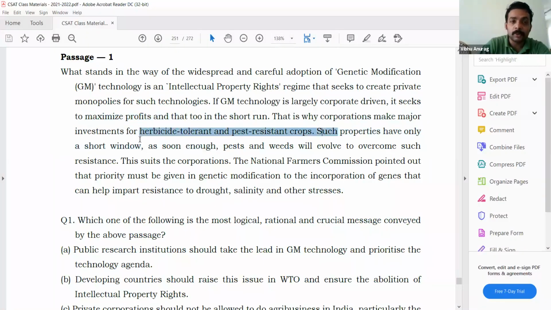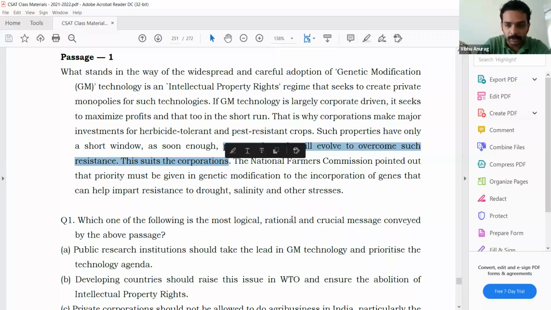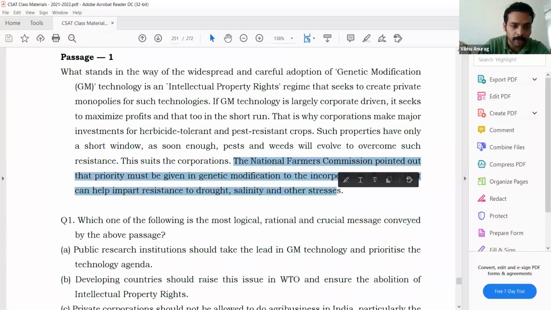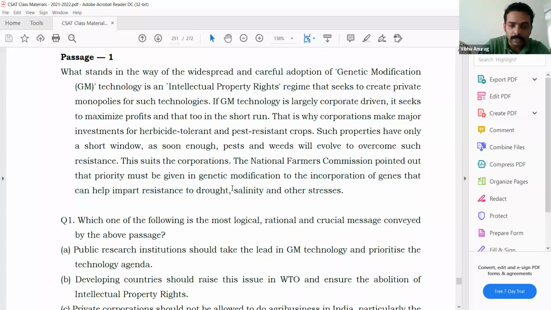He says if GM technology is largely corporate driven, it seeks to maximize profits, and that too in the short run. That is why corporations make major investments in herbicide tolerant and pest resistant crops, because their aim is to maximize short term profits. Such properties have only a short window, as soon enough pests and weeds will evolve to overcome such resistance. And this suits the corporations because it is a short-term driven approach.